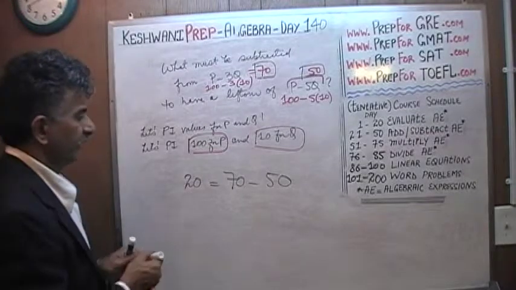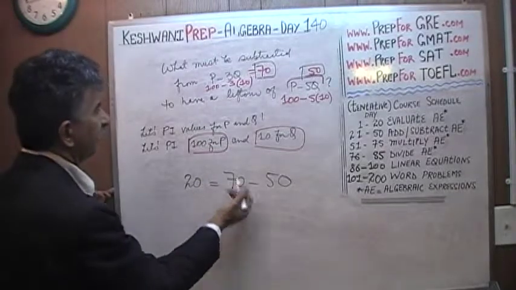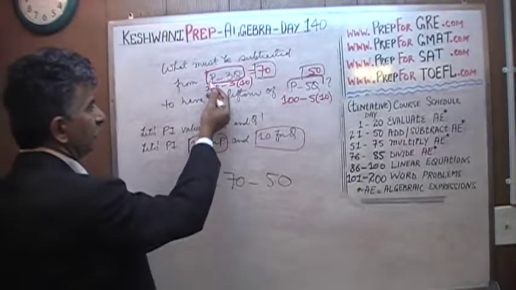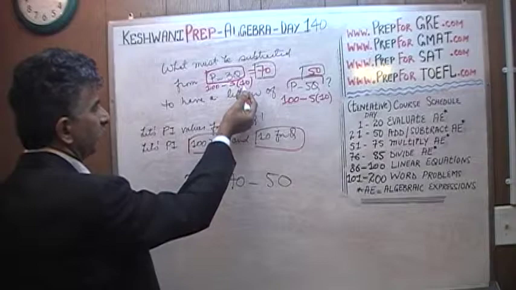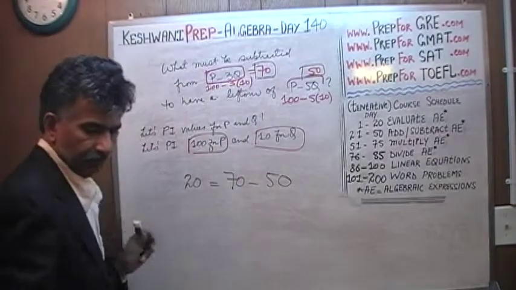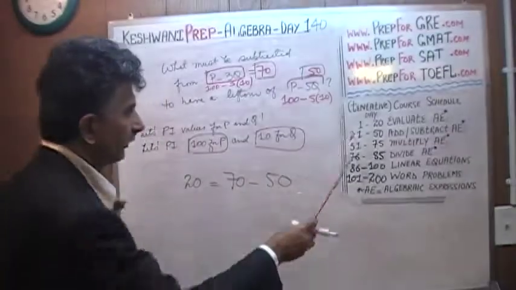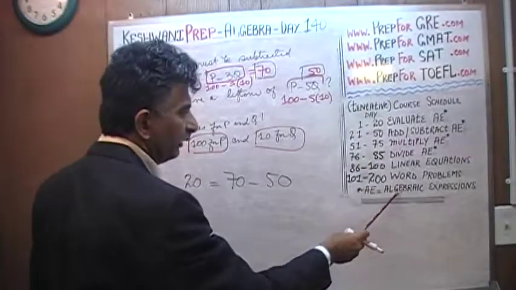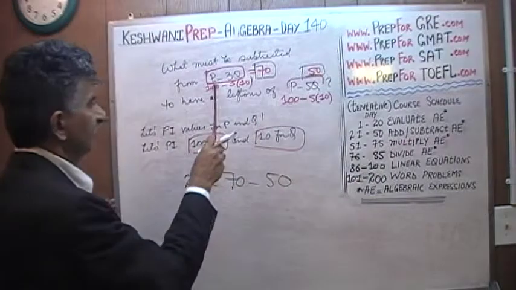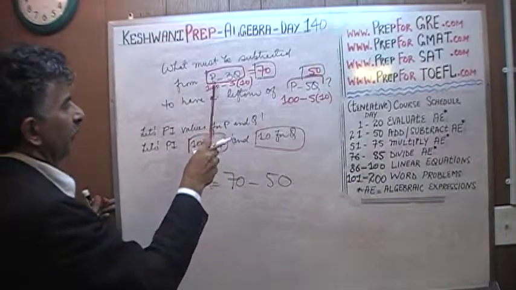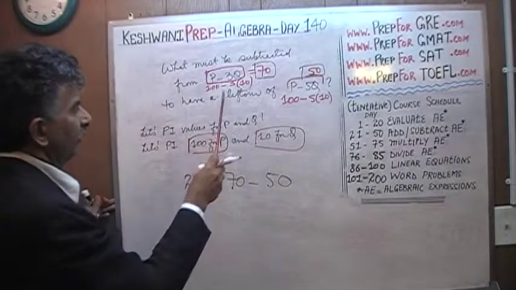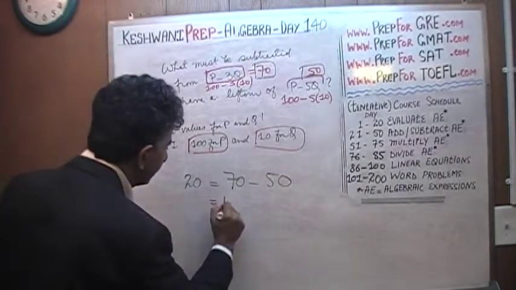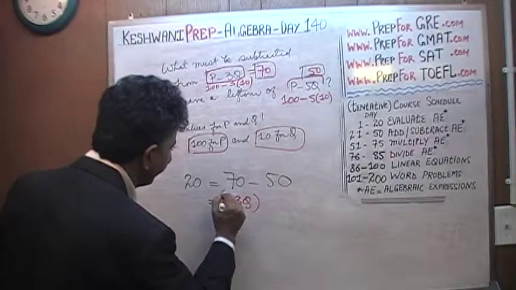What does 70 represent here? 70 represents this expression. If you substitute P equal to 100 and Q equal to 10 and evaluate this expression, which is exactly what we learned in the first 20 days of our course, how to evaluate algebraic expressions, it comes out to 70. So this 70 is actually P minus 3Q.